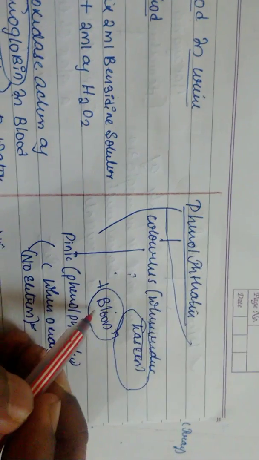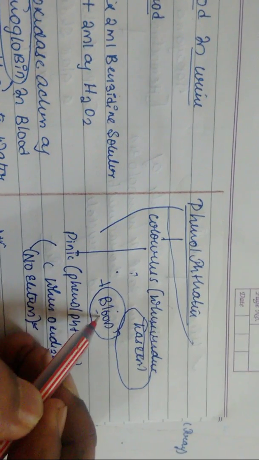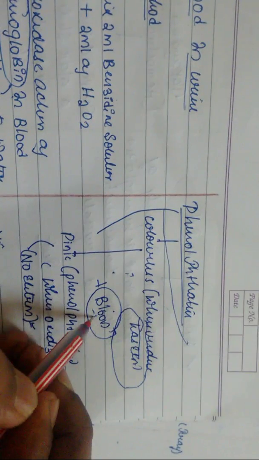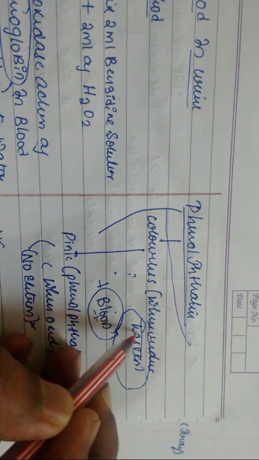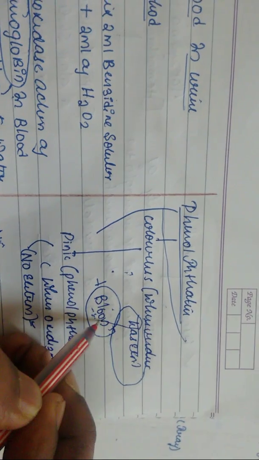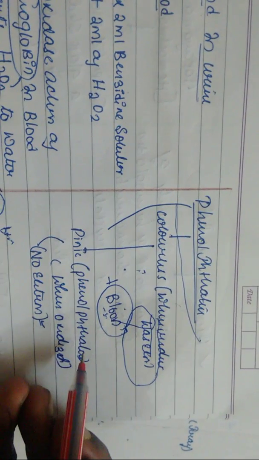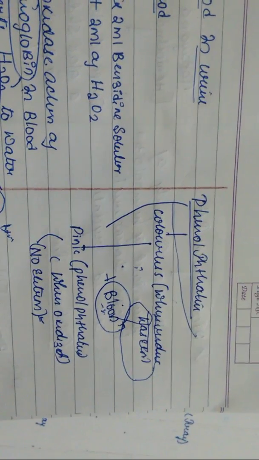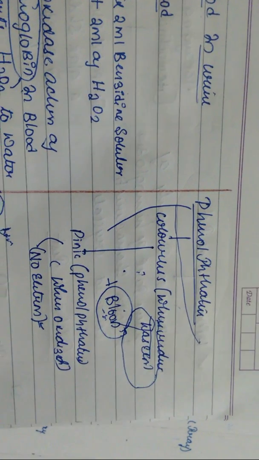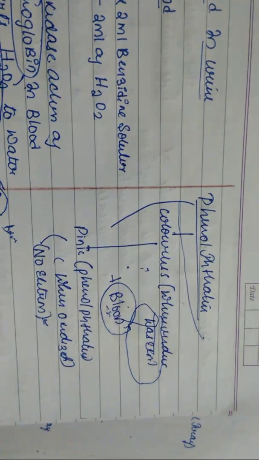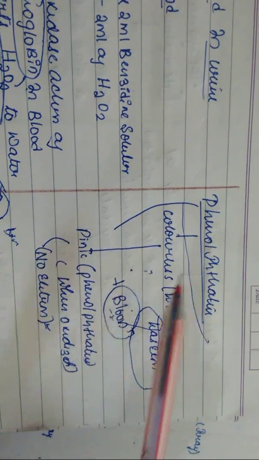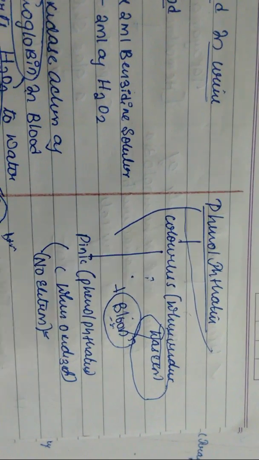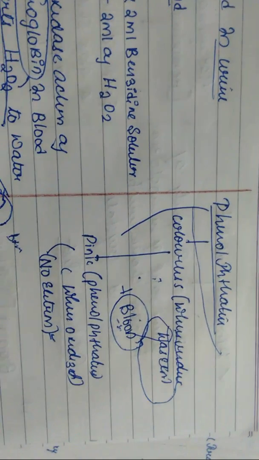Understand that the heme part of the hemoglobin which is present in the blood takes electrons from the phenolphthalein, and now the phenolphthalein is oxidized, it has got no electrons. Due to the loss of electrons to the blood, the color changes from colorless to pink. So this is all you have to understand about the concept of the phenolphthalein color change, right?